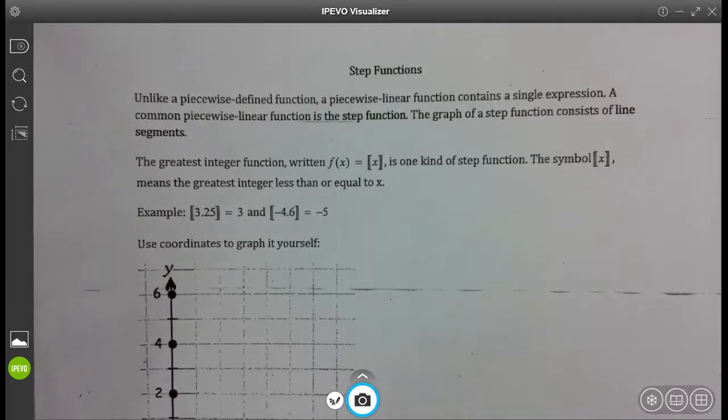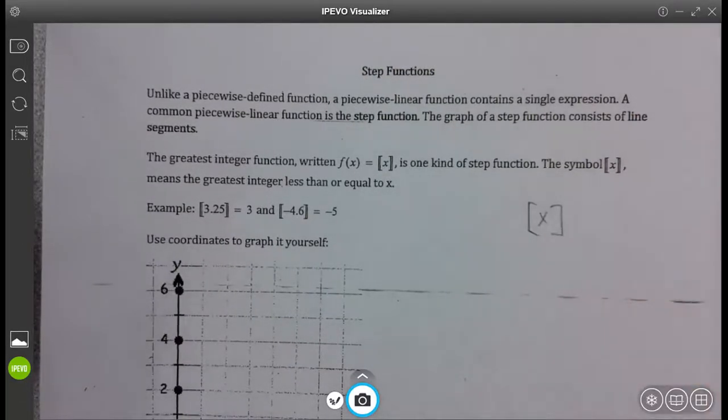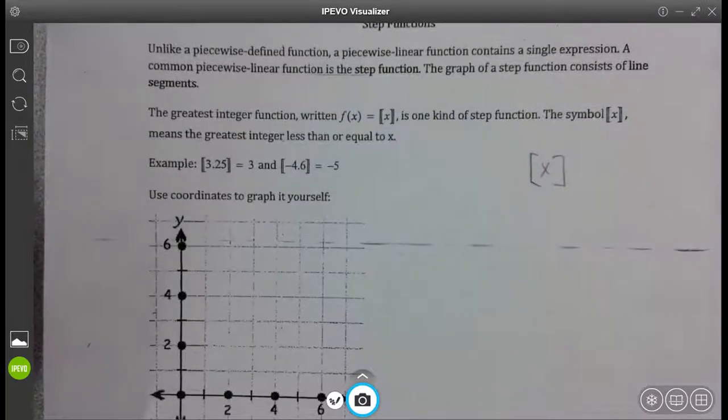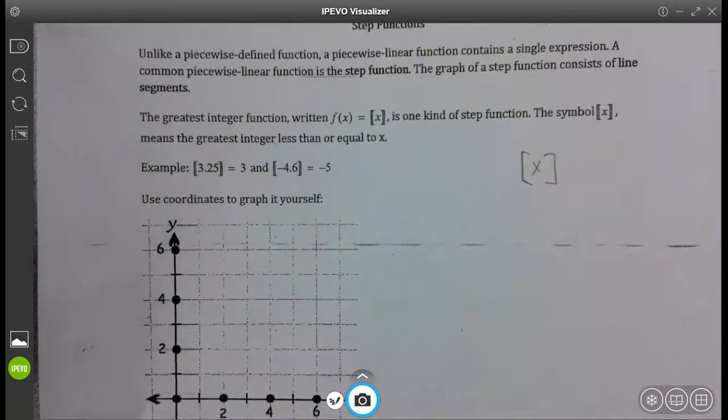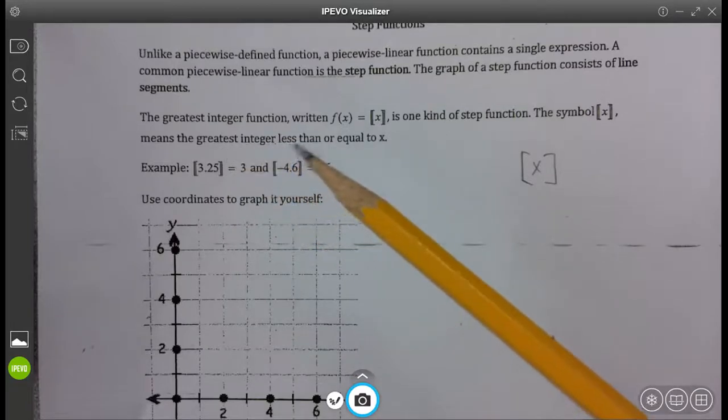All right, last section is step functions. So we've had piecewise functions, and step functions are another type of piecewise function. This is called the greatest integer function. Different textbooks are going to have different symbols. Some textbooks, it's just simply like this. And it's kind of deceiving because it's just a rounding down function to the nearest integer. But it's called the greatest integer function, and it's the greatest integer less than.